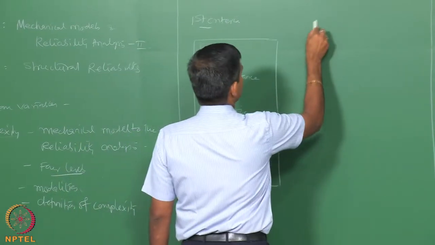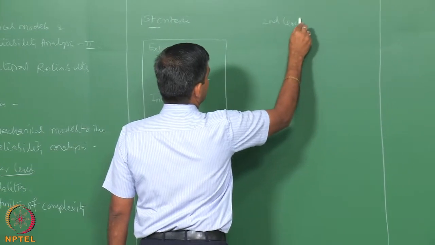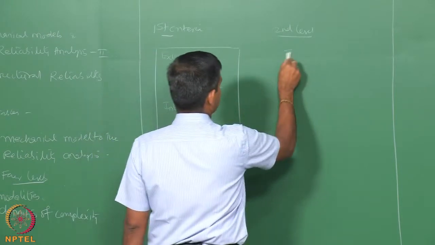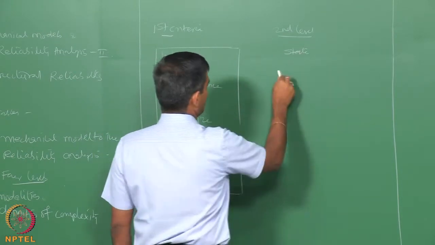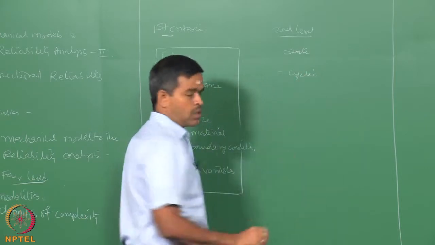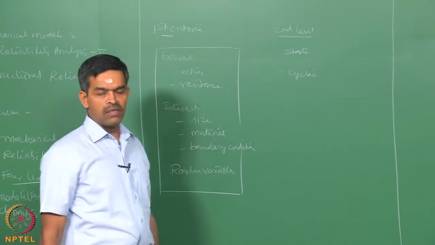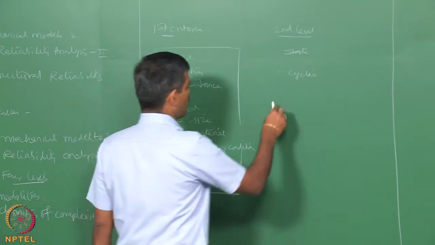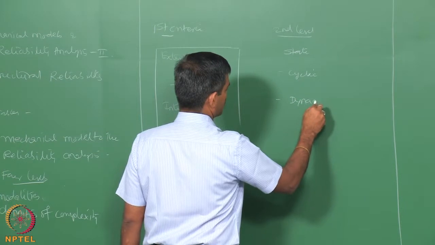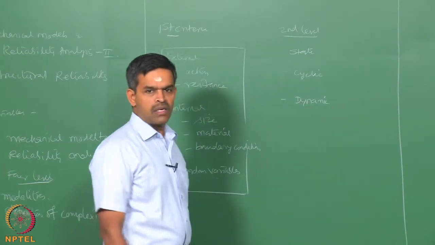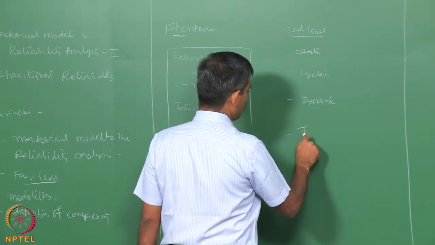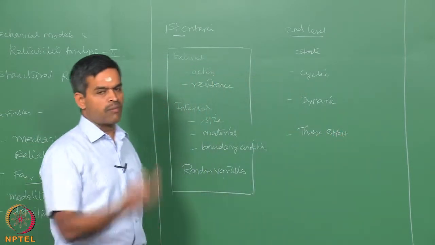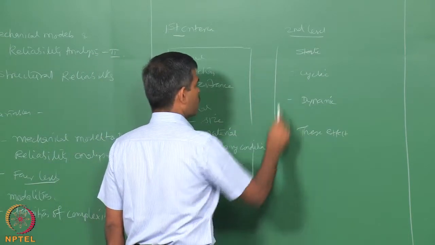The second level could be essentially from the state of loading. It can be cyclic, you are looking for the characteristics or the strength and resistance properties under cyclic loading. You can also look at the same system from a dynamic loading perspective. On the other hand, you can also see what is the effect of these on the input variables which are used for mechanical modeling. So, that could be the second level of complexity.